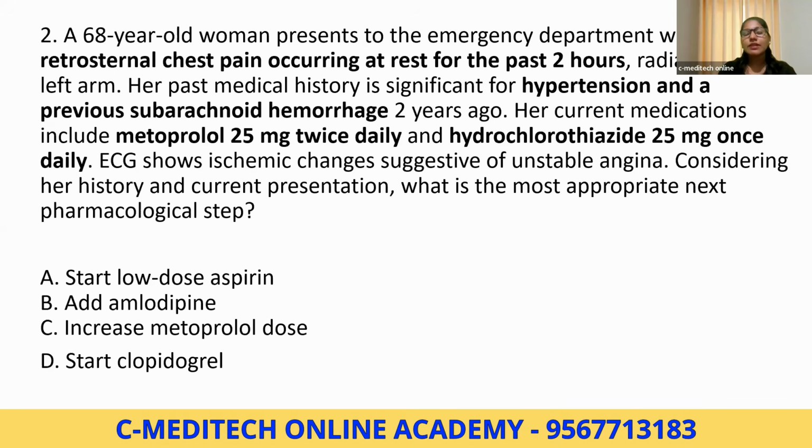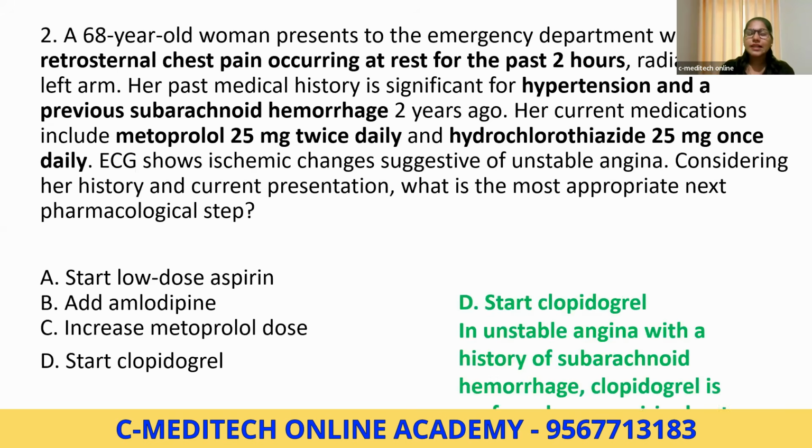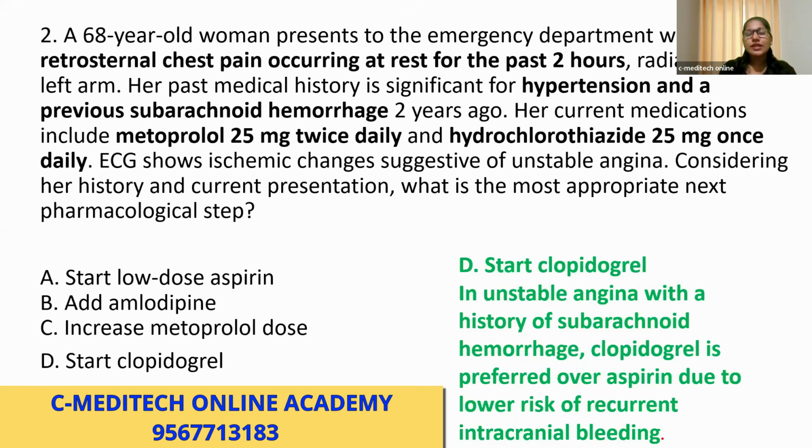So in this case, the patient has unstable angina and a previous history of subarachnoid hemorrhage, so we can safely give clopidogrel instead of aspirin. The reason is that if we give aspirin to this patient, there is a chance of recurrent intracranial bleeding. To prevent this recurrent intracranial bleeding, we can safely give clopidogrel instead of aspirin, because clopidogrel, compared to aspirin, has a lower chance of causing bleeding risk. So the answer is start clopidogrel.